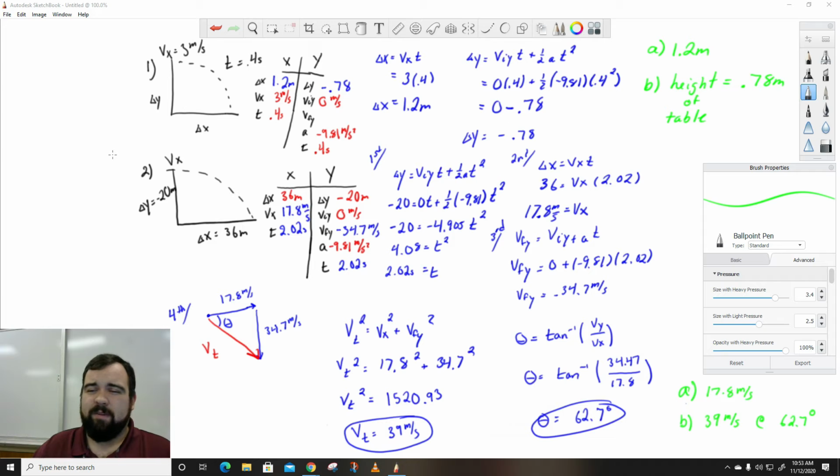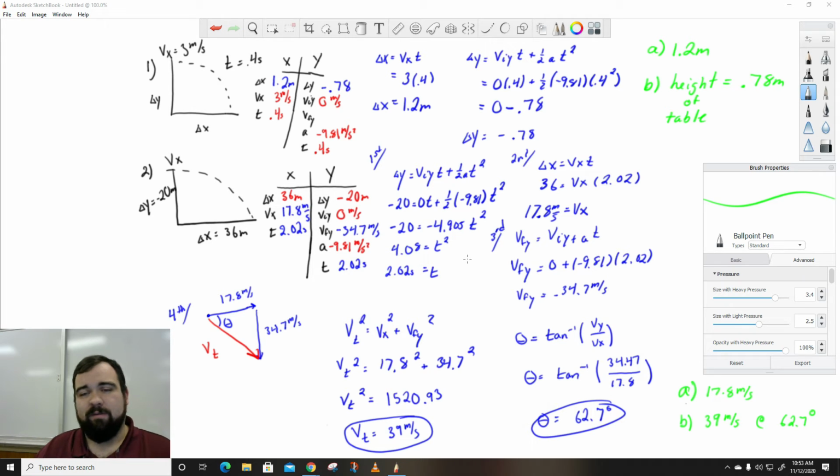So the first part, if we don't know time, we want to find that first. So that's the first thing we do here, the delta y equation to figure out our time, and we get 2.02. Remember, since VIY is 0, since it's launched horizontally, that means that first t is going to drop out. You don't have to worry about doing the quadratic formula to figure out for time.